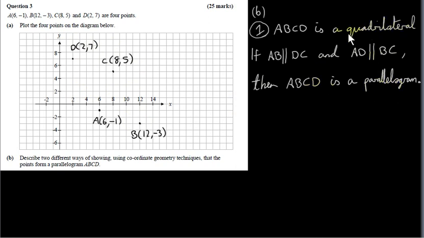Quadrilateral just means a four-sided figure. The prefix quad should suggest four sides, four something. Four sides in this case; laterals are sides.